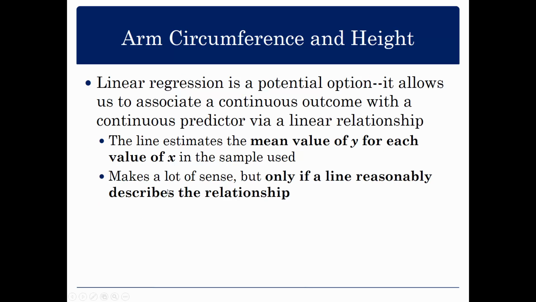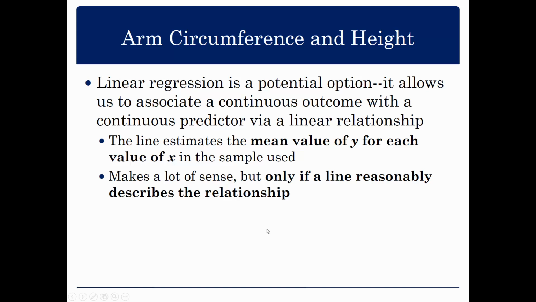We use linear regression here as a potential option because it allows us not only to look at the association between these things, but also to describe the relationship. We can get an estimate of the average arm circumference, or the average dependent variable, for each value of the independent variable. We can also describe, as one is increasing, how the other increases.